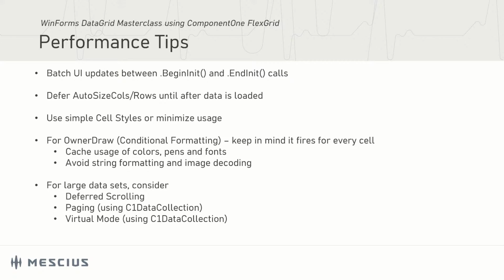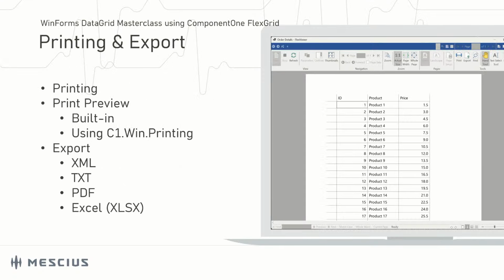A final big topic I want to cover today is printing and exports, because most likely you're going to want to add some of these features to your app that lets the users interact with Microsoft Excel or export to a variety of formats like HTML, PDF, CSV. The ComponentOne WinForms edition also makes it really easy to print with a complete print preview library that can be used in conjunction with FlexGrid.